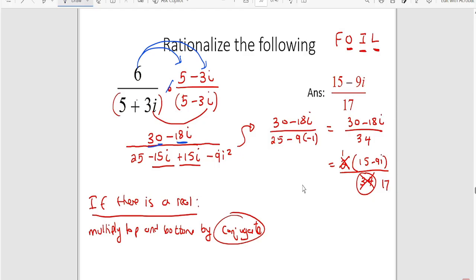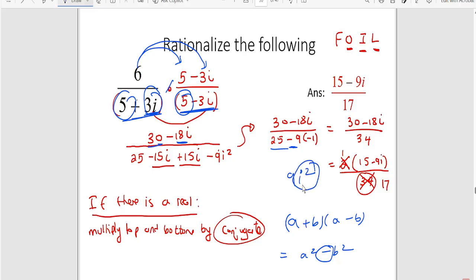Similarly in the denominator, I can use this formula because I know (a plus b) times (a minus b) is equal to a squared minus b squared. Because this is in this form, a plus b and a minus b, right? So 5 squared is 25 minus, this is the minus from the formula, b squared, where b is 3i. So (3i) squared is 9i squared. Now we know i squared is negative 1. So in place of i squared, I can plug negative 1. So 25 plus 9, I got 34, right?